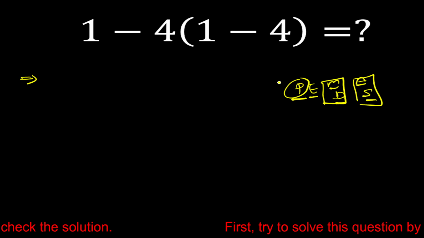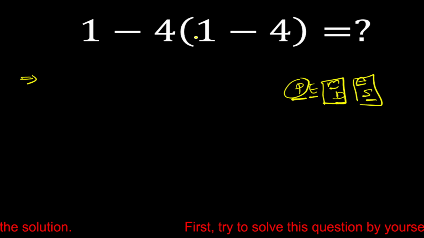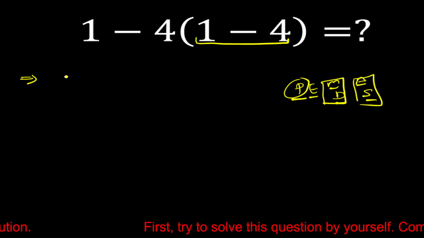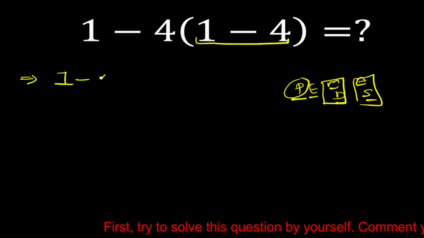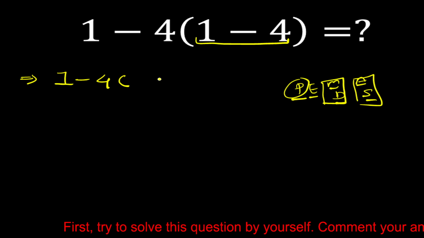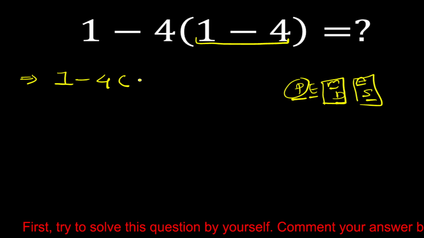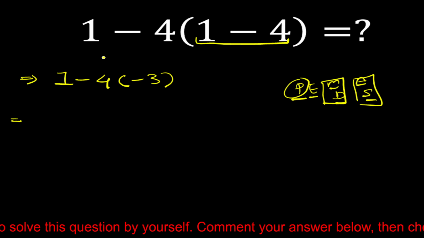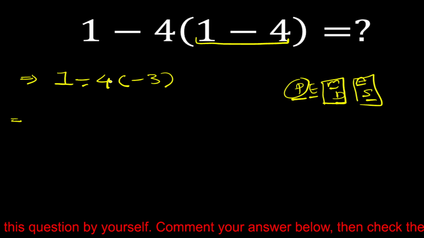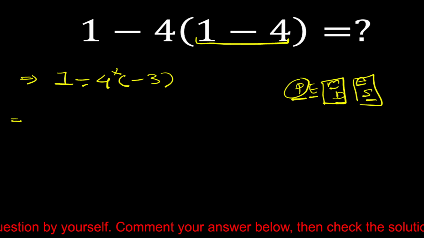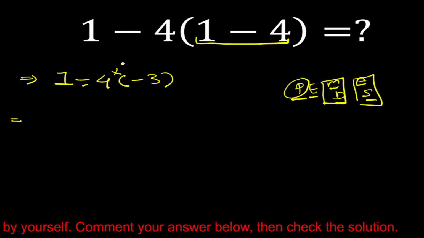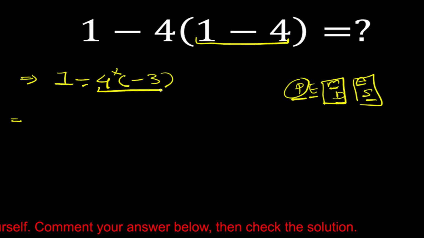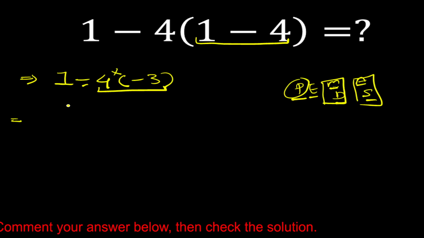So first priority is parenthesis. So first we have to solve this parenthesis. Okay. So 1 minus 4. Now solve this parenthesis. 1 minus 4 is equal to minus 3. So here is one subtraction and here is one multiplication. So second priority is multiplication. Therefore, we have to solve this part, okay?